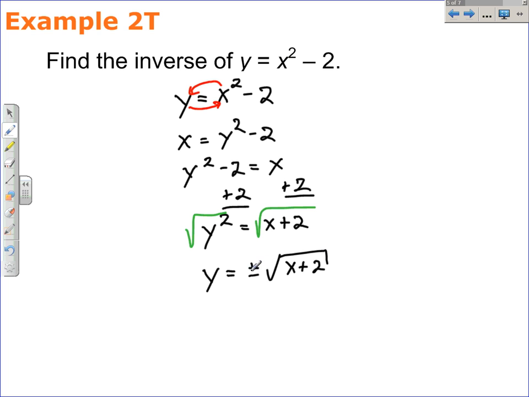We can think of this as two halves of an equation, each which would make a function, but that's another topic for another day. Here we have just found the inverse of y is equal to x squared minus 2 by switching the x and the y's, or the domain and the ranges, and then solving for y.